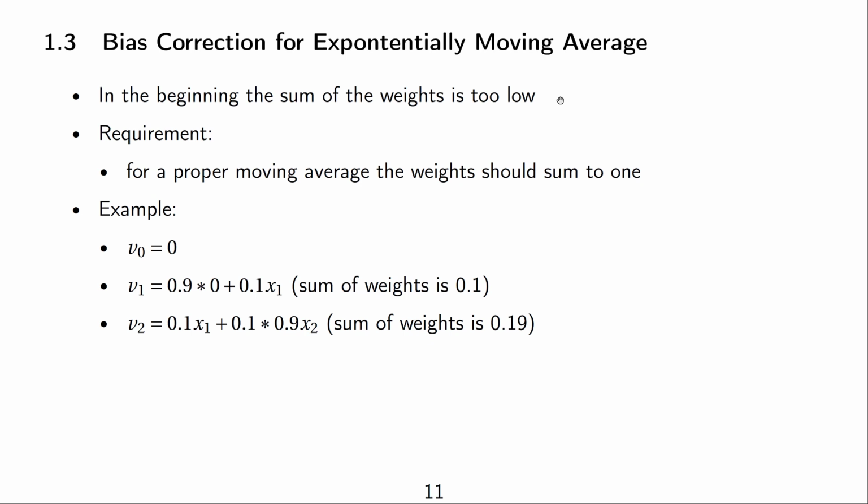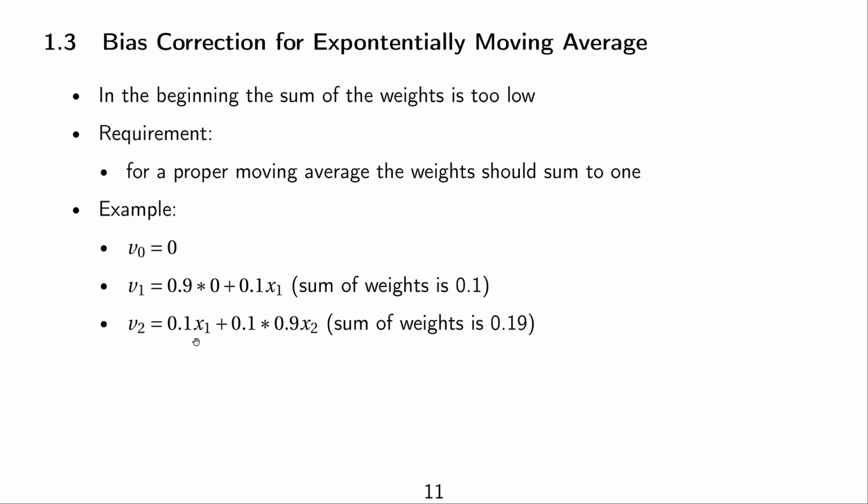So one problem is that in the beginning the sum of the weights is too low, and a proper moving average should have weights that sum to 1. So for example, let's just play this through again. We start at 0, and then we have 0.9 times 0, which was this value here, plus 0.1 times x1. And what we see here is the sum of the weights that are weighing actual temperatures is just this 0.1, sorry. So the sum of the weights is really 0.1, so our weights are way too small.